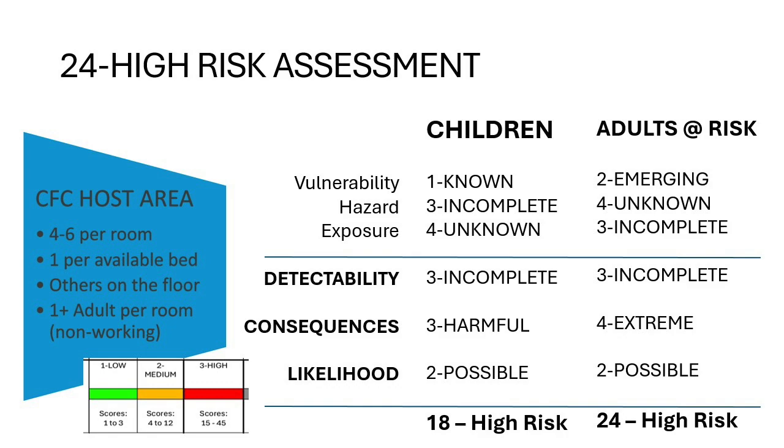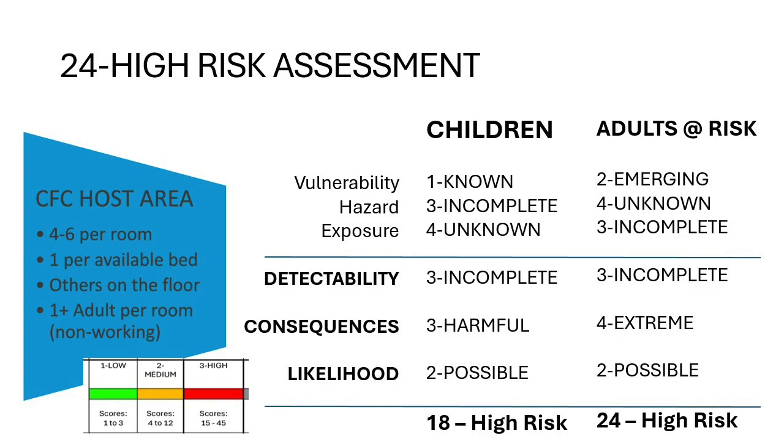So let's assess. The vulnerability of children will be 1, known, because they're children. The hazard is 3, incomplete, because although they're YFC, we're uncertain how adults might act out, or even the children. And then the exposure is number 4, unknown, because we do not know how each child will react to the adult in the room and to being allotted an oversized bed or told to sleep on the floor.